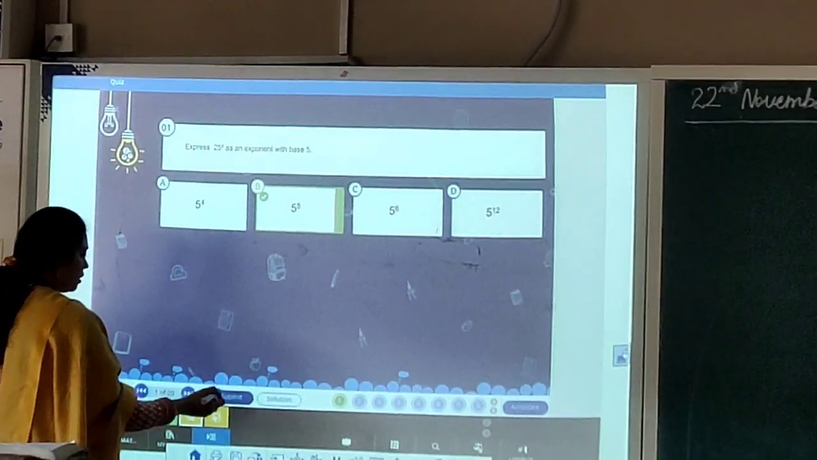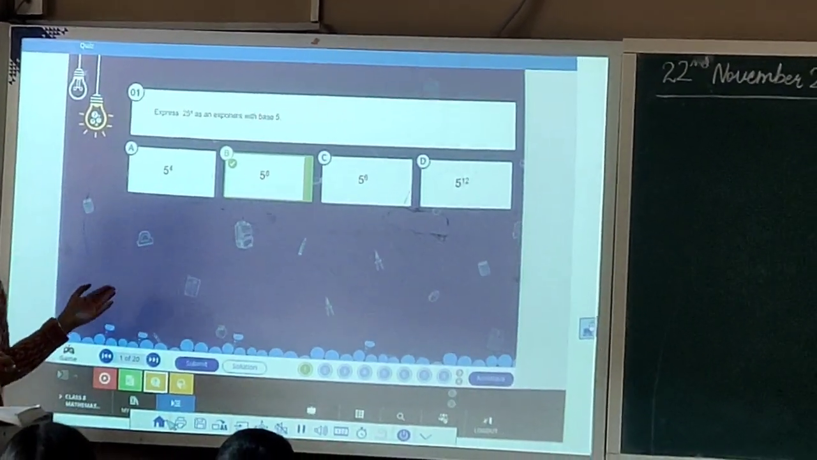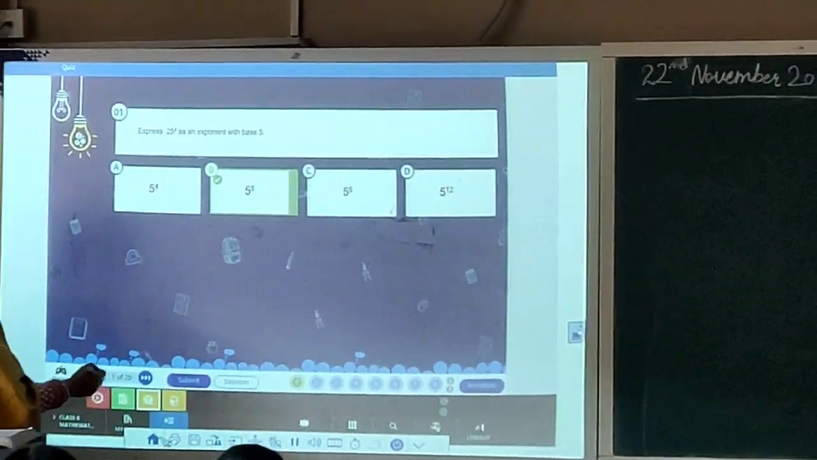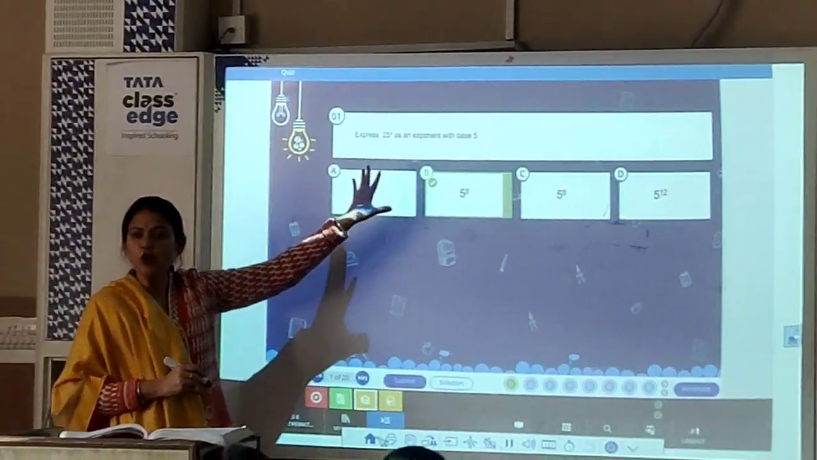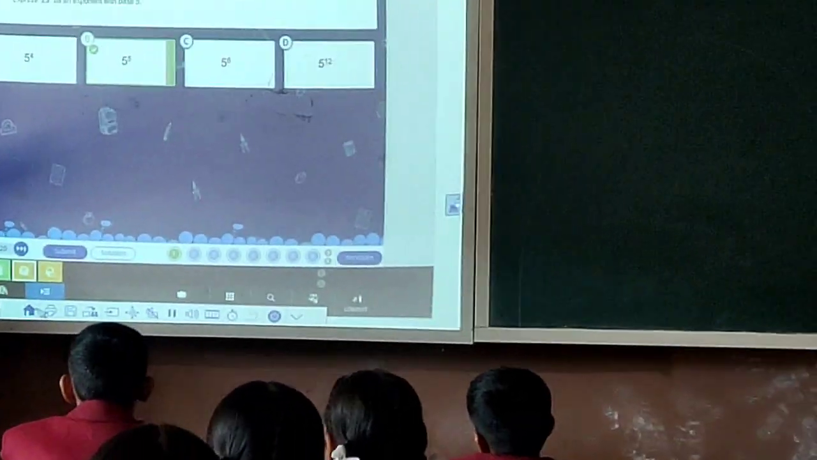Now I am going to submit it here. Check the solution. This is correct. Well and good. Now we will move to question number 2. Is it clear to all? How 25 can be converted into exponents?